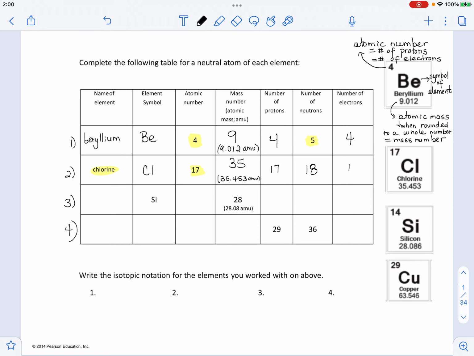Because the number of neutrons was given to us, another way that you can obtain the mass number is by adding the number of protons plus the number of neutrons. And as you can see, when we add 4 plus 5, that's where we got the 9. In parentheses below, I actually put the atomic mass that shows up in the periodic table. Okay? So we did a similar problem in the second row with chlorine. You can follow the same rules in order to understand how those numbers were obtained.